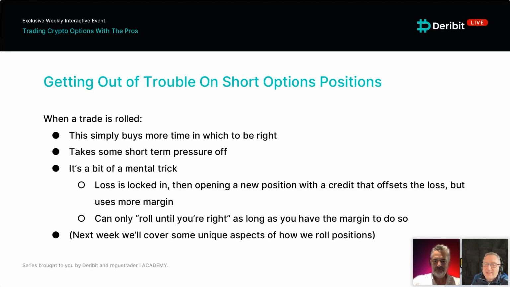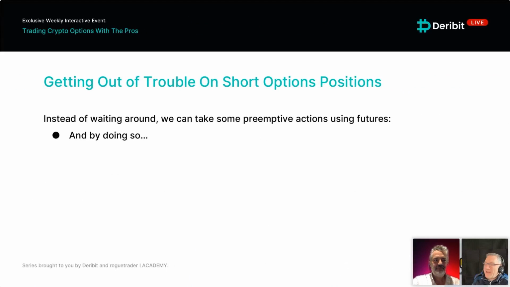Now, next week, as I mentioned, we are going to cover some very unique aspects of how we roll positions and some different alternatives to what you might have known before. So instead of waiting around for that thing to hit our strike price, and we saw it when it went up to 26,000, that previous resistance at 25 now turned to support, and we felt, oh boy, there's a really good chance it's going to go against us.